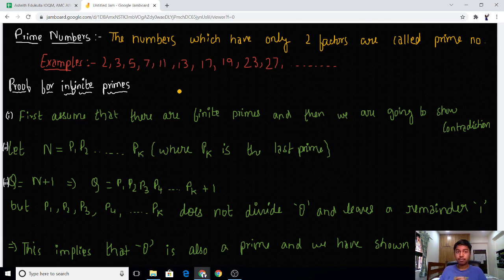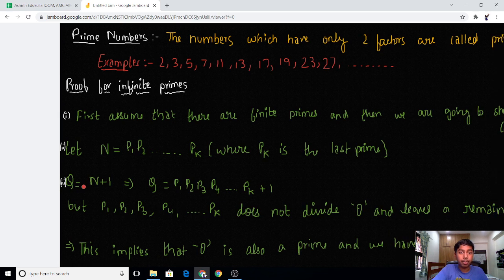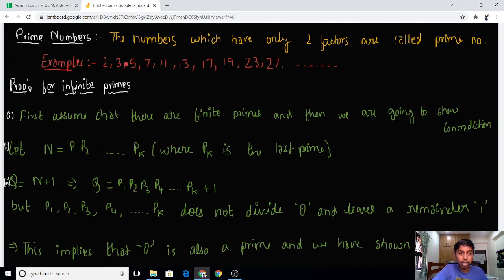So let's start. A prime number. So what's a prime number? A prime number is a number which has only two factors. As you can see, all these numbers 2, 3, 5, 7, 11 have only two factors, which is 1 and the number itself. So the numbers which have only two factors are called prime numbers, and the number 1 is not prime nor composite. Composite numbers are the numbers other than primes, and 1 is neither a prime number nor a composite number.